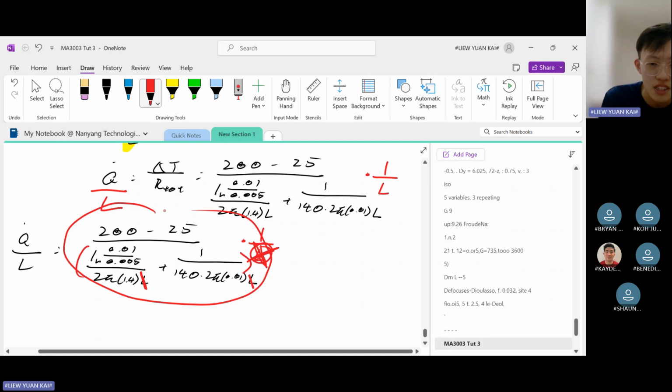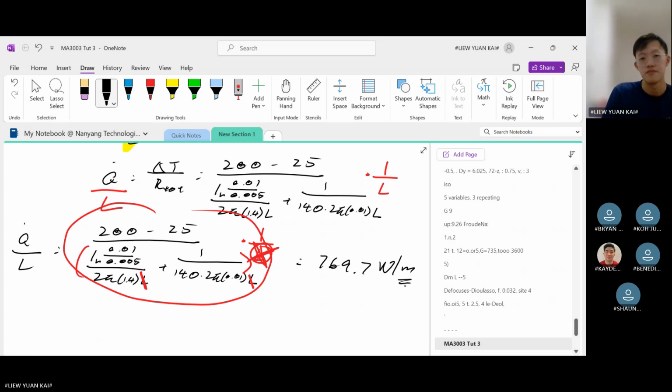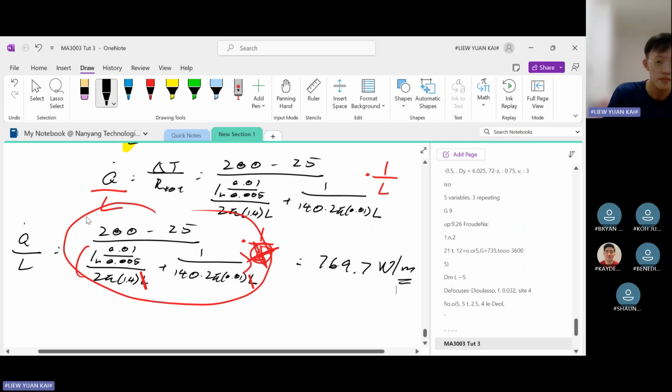It's just 200 minus 25 divided by ln 0.01 divided by 0.005 divided by 2 pi 1.4, plus 1 over 140. All these are just numbers. You punch them all in your calculator, and in the end you should get 769.7 watts per meter, because it's per unit length. Okay, I hope this is clear.